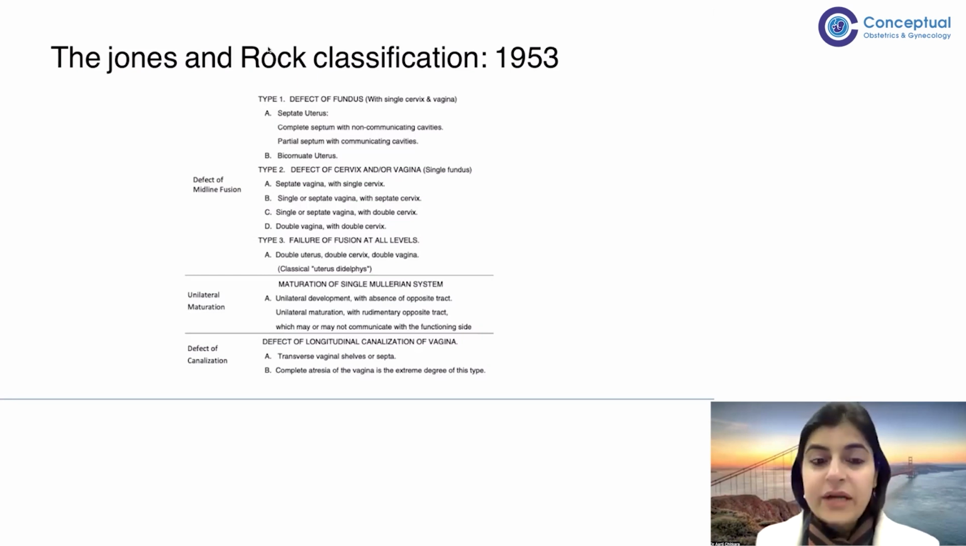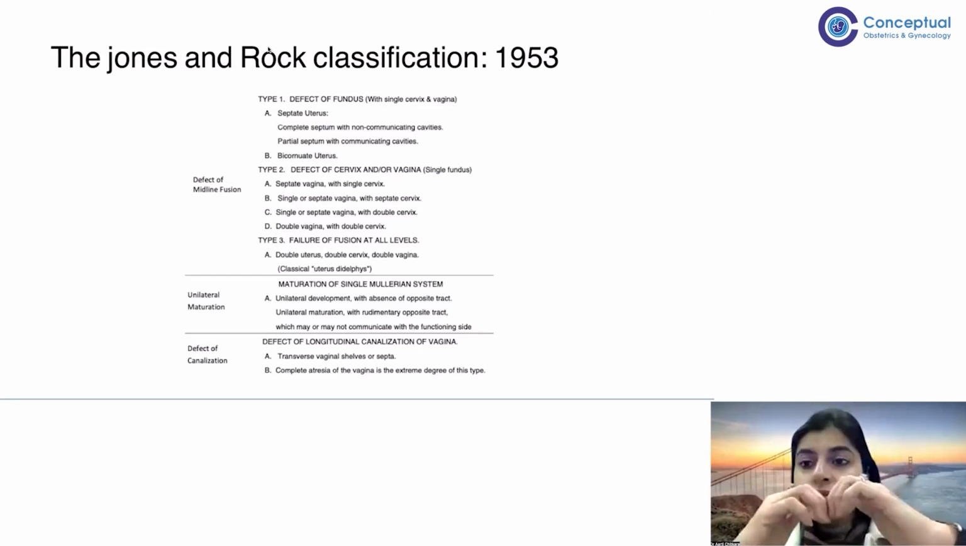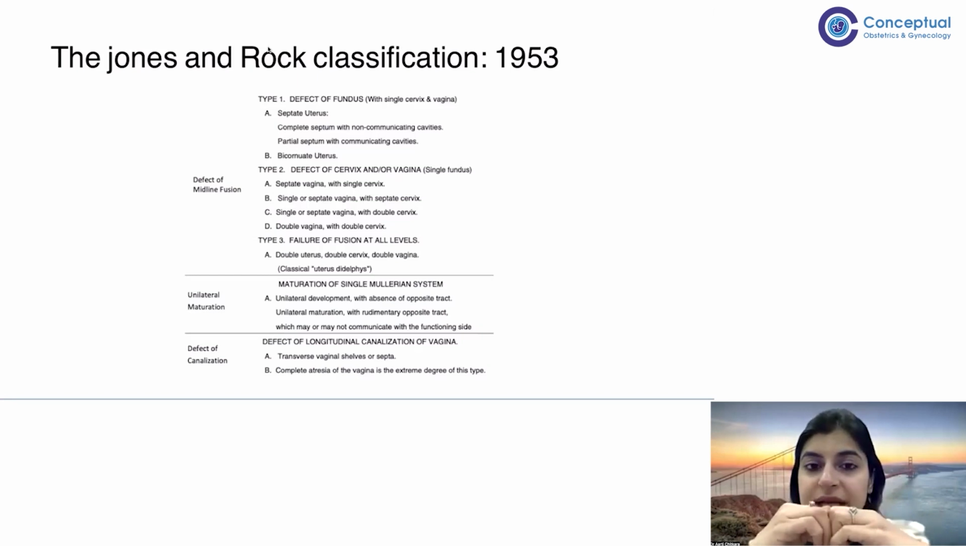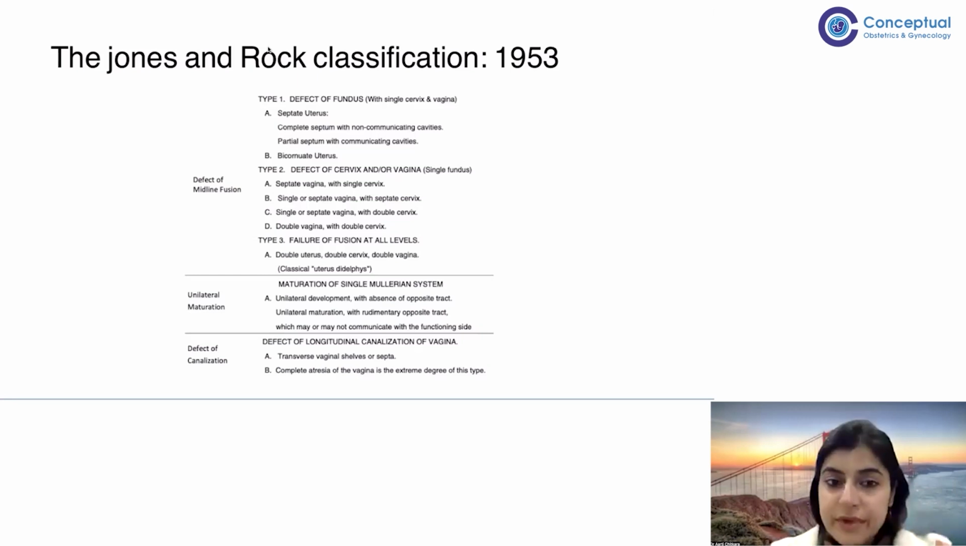If you see defect of midline fusion, it is either at the level of the fundus. If you remember from the previous class, the two Mullerian ducts from opposite sides come and fuse in the midline. So there is a defect at the level of the fundus with a single cervix and vagina. The lower part has fused, but type 1 says there is a defect at the fundus. It can result in two types of Mullerian anomalies: either a septate uterus, where there is a complete septum with no communicating cavities, or a partial septum with communicating cavities, or a bicornuate uterus, where the two horns are totally separate.